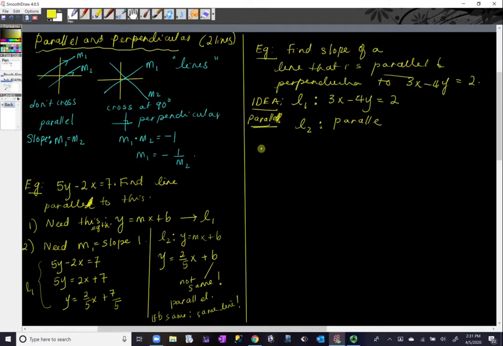So the idea is, first of all, for line 1, what is the slope? What do I need? I need the slope.